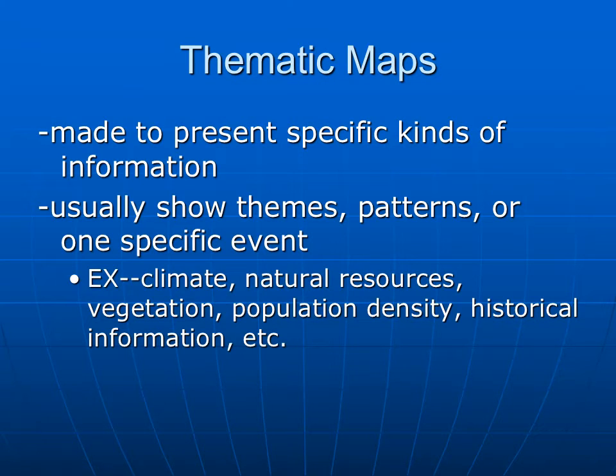Thematic maps are made to present specific kinds of information. Usually they show themes, patterns, or maybe a specific event. Please take a moment to write down examples of themes that could be showcased on a thematic map. You can come up with your own, or also here are some examples like climate, natural resources, vegetation, population density, and historical information.